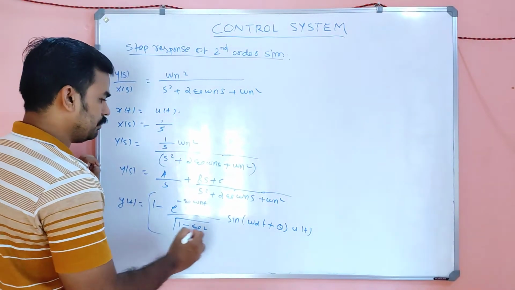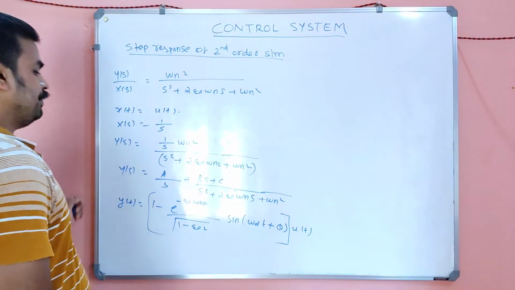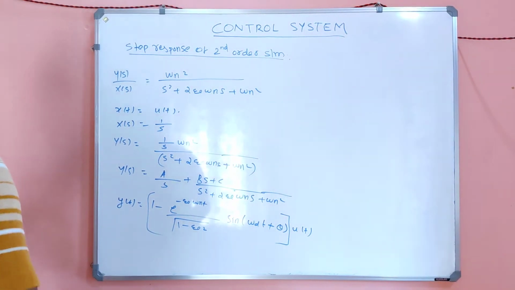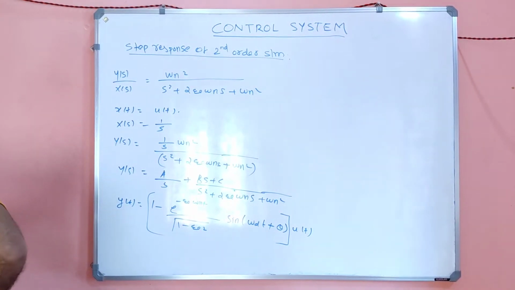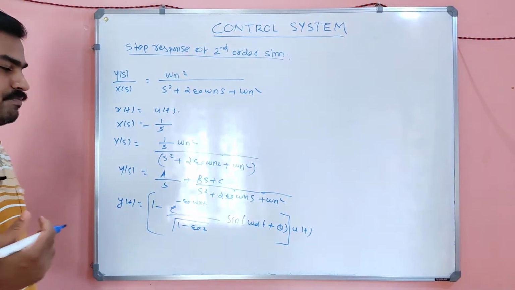This is the output equation. Only this you have to remember: 1 minus e raised to minus theta omega n t divided by root of 1 minus theta square, into sin of omega d t plus theta. And what is the difference here, my dear?